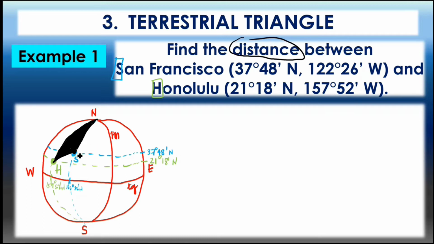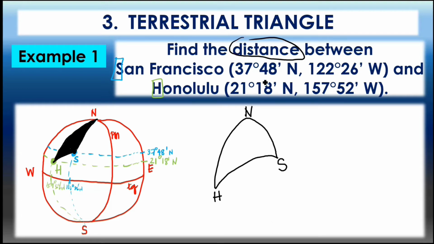And if we are going to draw it, having just the terrestrial triangle alone, you can draw it this way. So we have an arc, that is a portion of the meridian, and then also another arc here. You can notice that the S is above the H. Then we do have the distance between the said 2 points. So again, we have here Honolulu, we have San Francisco, and then we have here the North Pole. So this is how the terrestrial triangle will look like.